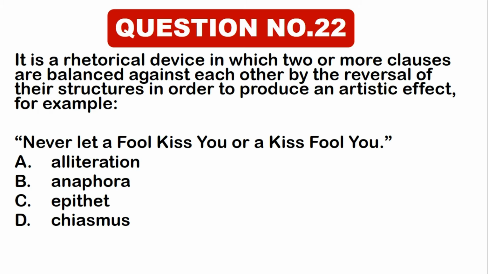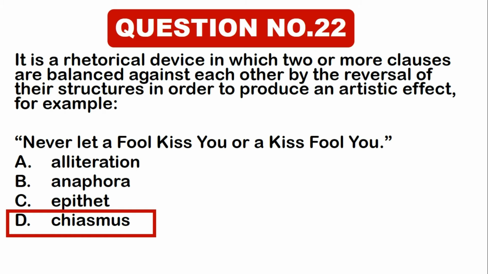Again, it is a rhetorical device in which two or more clauses are balanced against each other by the reversal of their structures in order to produce an artistic effect. For example, never let a fool kiss you or a kiss fool you. A. Alliteration. B. Anaphora. C. Epithet. D. Chiasmus. The correct answer is letter D. Chiasmus.